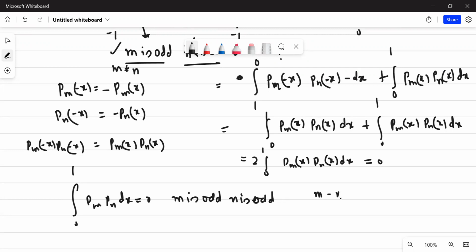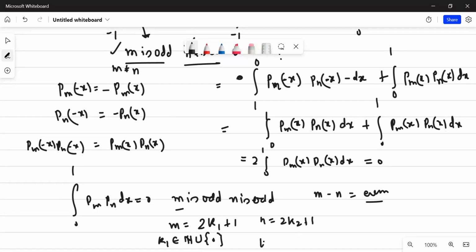And if both of them are odd, then their difference would be even always. You can take that in this fashion also. Let's say if m is odd, I can express m as 2k1 plus 1, where k1 is any natural number, or you can say including 0 as well. And if n is odd, you can write it as 2k2 plus 1, where k2 also belongs to any such natural number including 0. So if you take a difference of m minus n, you'll get 2 times of (k1 minus k2), 2 times of anything, again even.